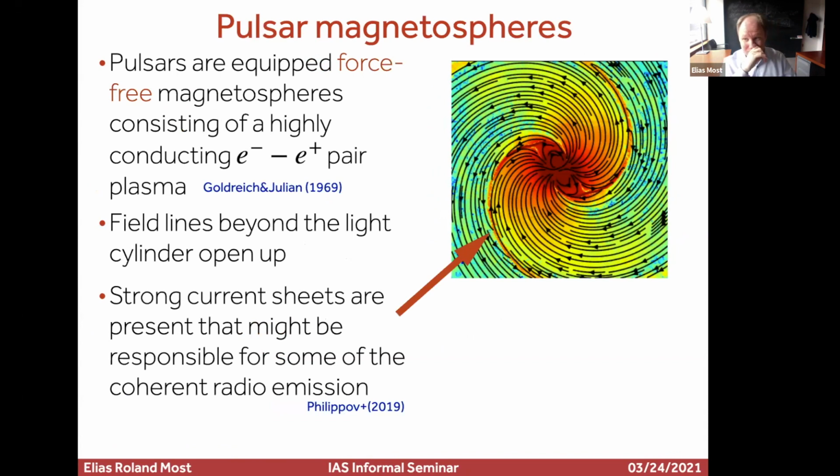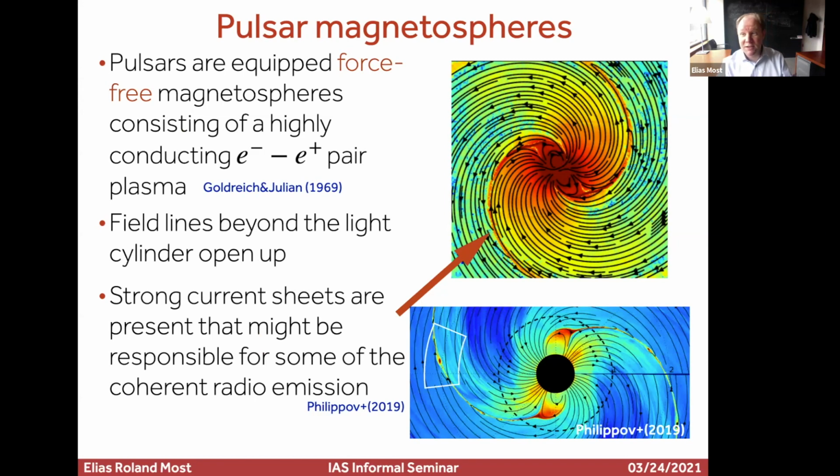And so if you want to translate that back to the pulsar, where is your current sheet? Well, as I said, the field lines have to open up at the light cylinder. And so you see that there are very large current sheets around. And one of the recent works by Sasha Philippov was to show that these current sheets are tearing mode unstable. So they form these little plasmoids.